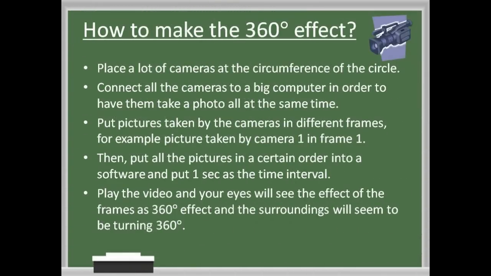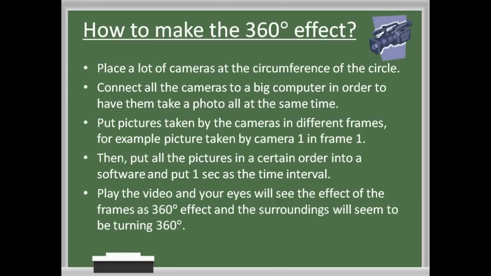So how do we make this 360 degrees effect? Firstly, we can place a lot of cameras around the circumference of the circle. Then, we can connect all the cameras to a computer in order to have them take a photo at the same time. Next, put the pictures taken by the cameras in different frames.